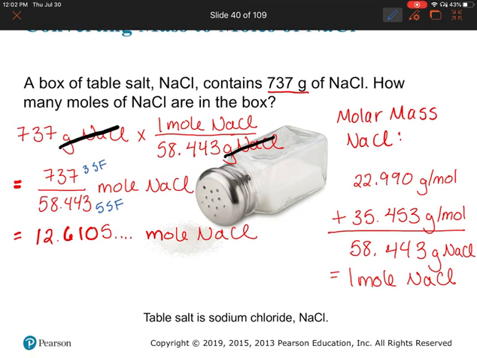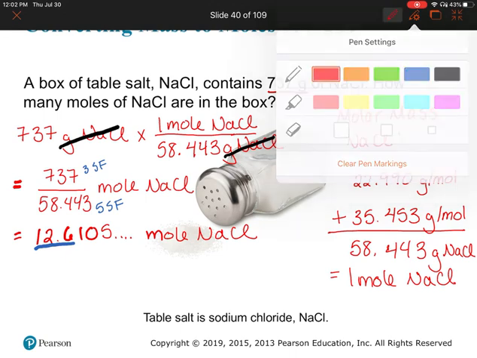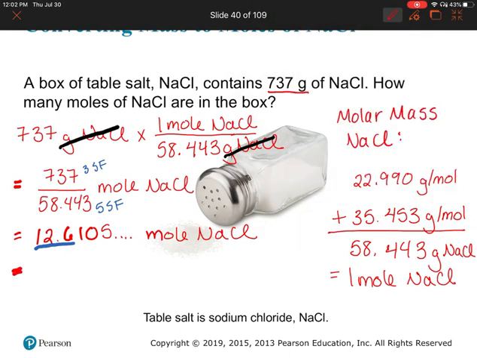So remember, we need the least amount of sig figs for multiplication and division problems. So we're going to limit our answer to those 3 digits. Okay, and it looks like the first digit we're dropping is a 1, so we don't have to round. We can just keep this the same. All right, so we have 12.6 moles of sodium chloride.